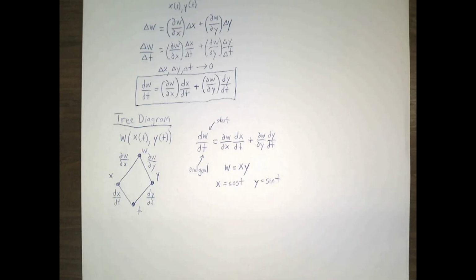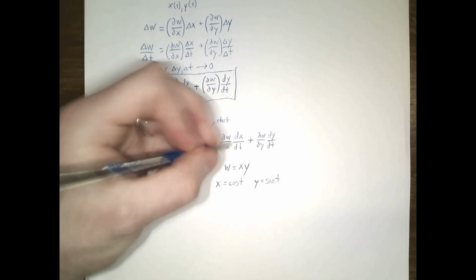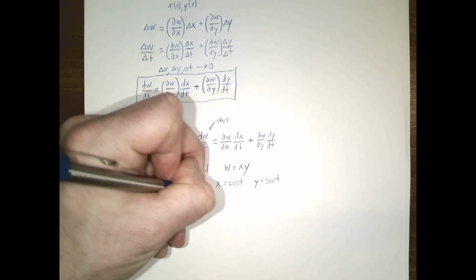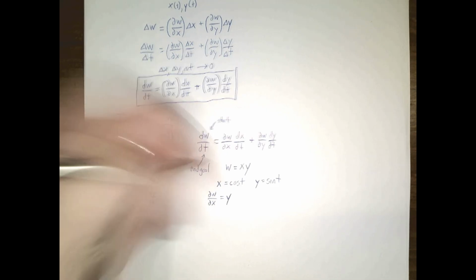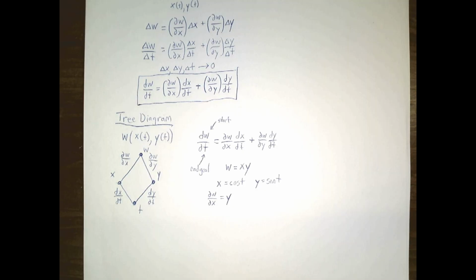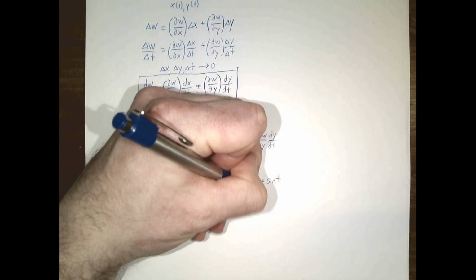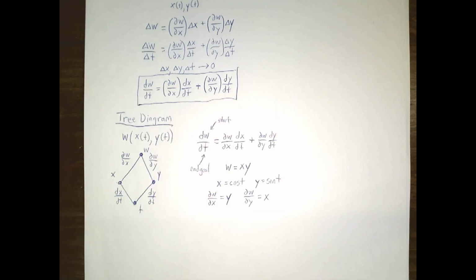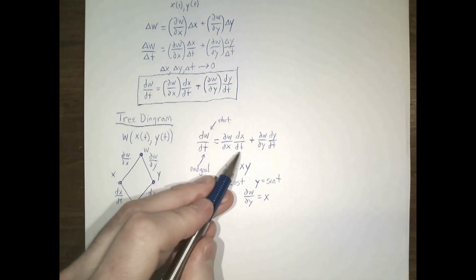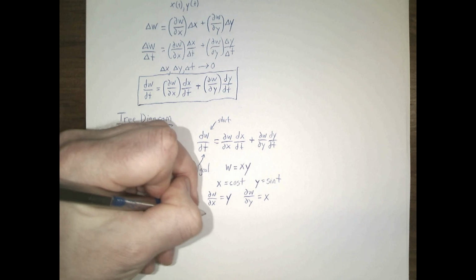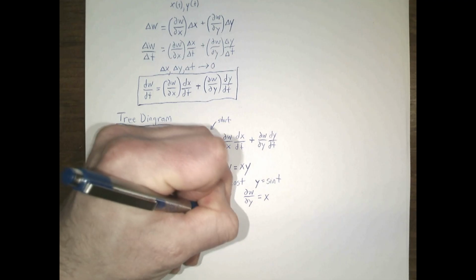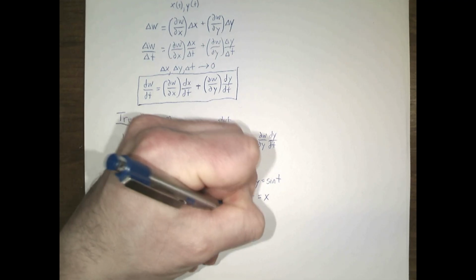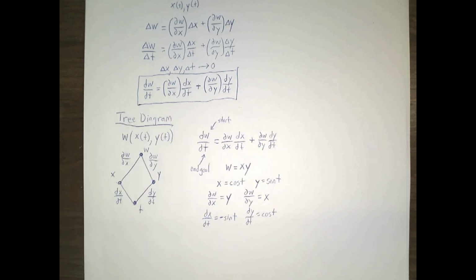So we have four derivatives to calculate. dw/dx is just y. Remember, x is the variable, y is the constant out front, and so we just sift out that constant. Likewise, dw/dy will get us x. Now we have to do the t derivatives. dx/dt is the derivative of cosine, which is going to be negative sine t, and dy/dt is the derivative of sine, which we should hopefully know is cosine. So now we've got our four factors here.